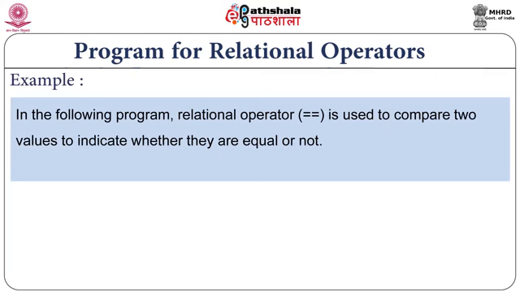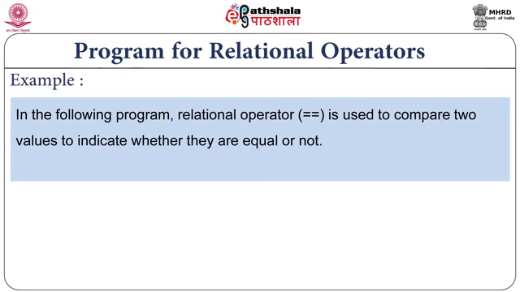So for relational operator you need to use symbol double equal to, and this double equal to symbol is generally used to compare two different values. In following program, relational operator is used to compare two different values, whether they are equal or not equal. If both values are equal, then output is displayed as values are equal, else output is displayed as not equal.